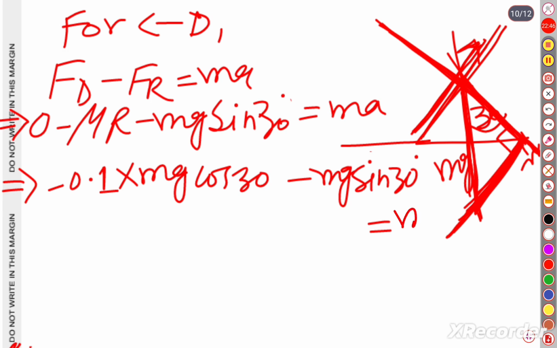The right side is ma. So what have we done here? There are two resistive forces. One is weight, which is causing resistance to the motion, and another one is the rough surface. For the rough surface, the resistive force is mu R, and for the weight, if we resolve it in terms of this reference surface, it is mg sin 30, because this is our line.